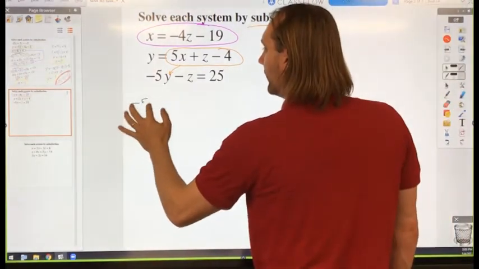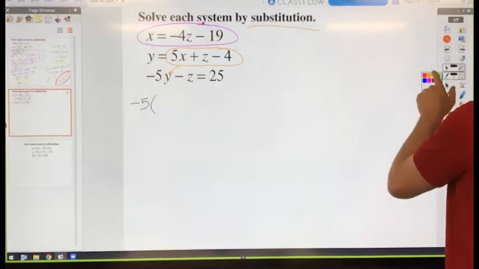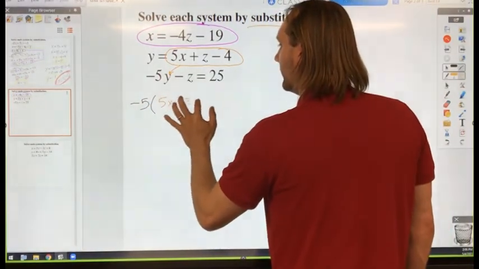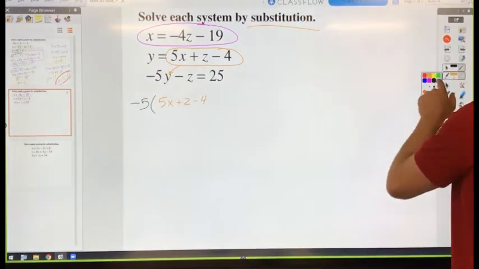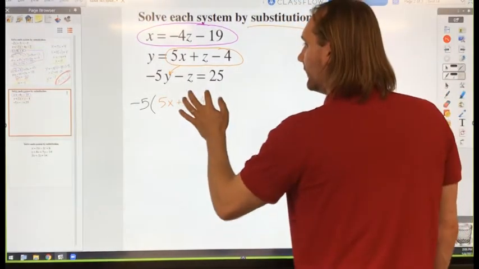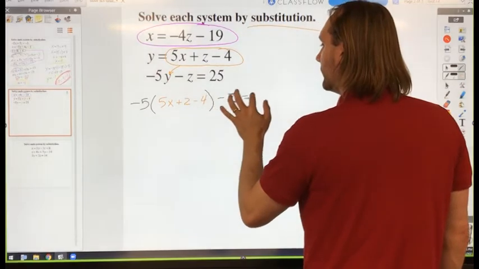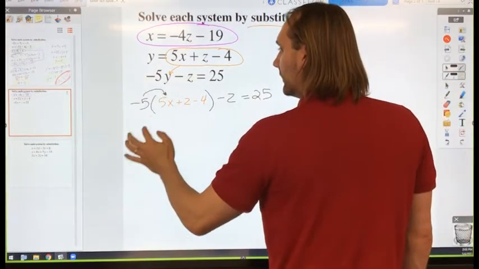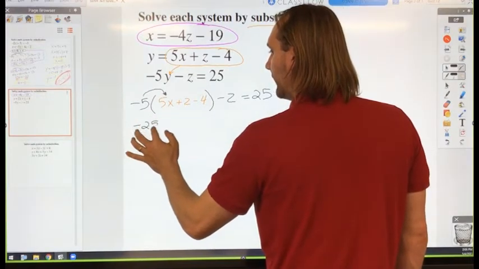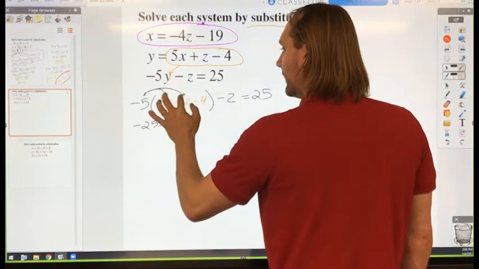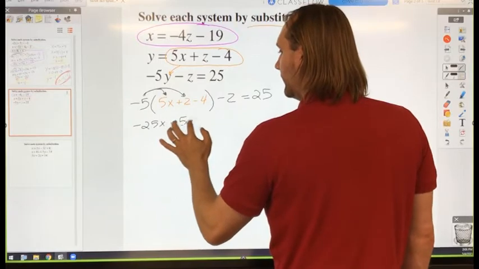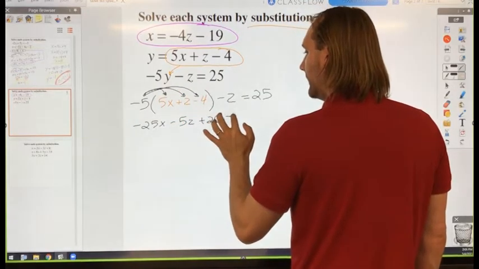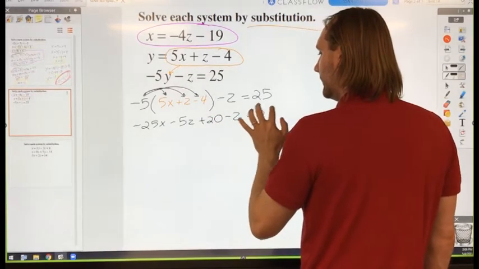So negative 5 times that y, which is 5x plus z minus 4. Then the rest of it is negative z equals 25. Let's do some distributing. That is negative 25x. That is a negative 5z. That is a plus 20 minus z equals 25.